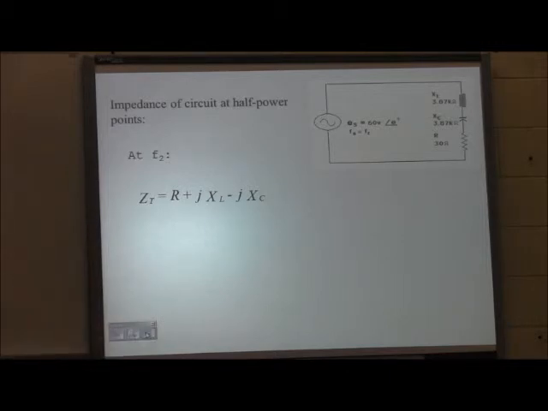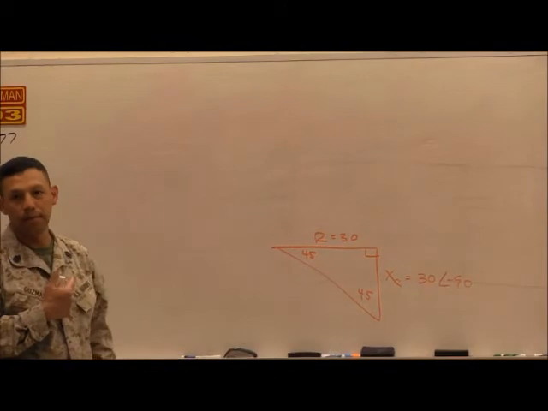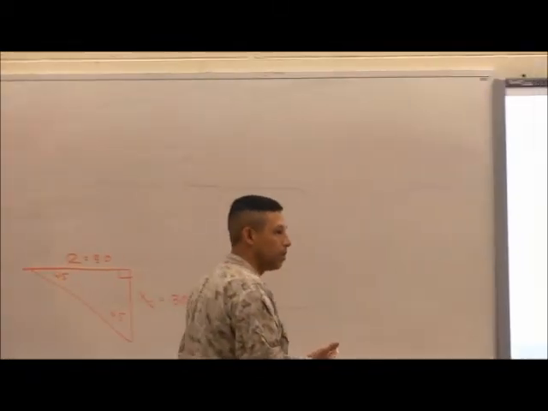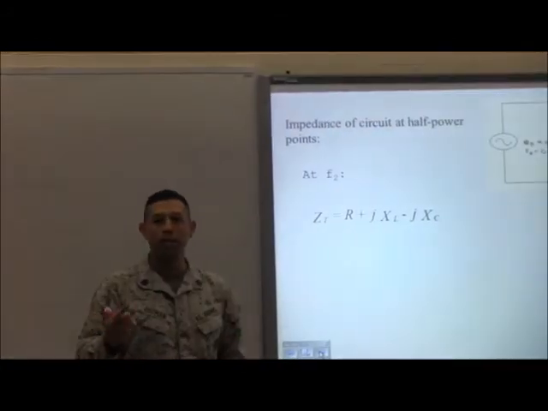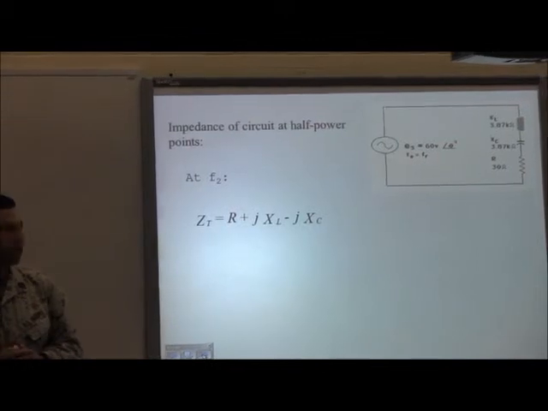So if total impedance at F1 and F2 is the square root of 2 times bigger than R, how much smaller is current going to be at F1 and F2? Square root of 2 times smaller than what it was at resonance. Yes?